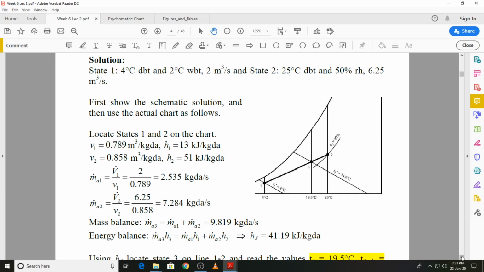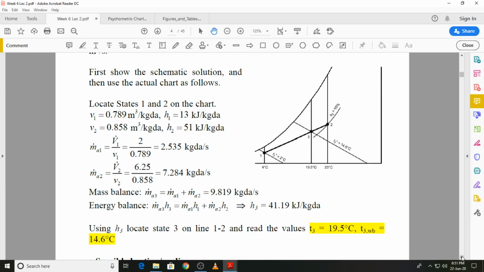The next thing is to perform a mass balance to give you the mass flow rate in stream 3. Then using the energy balance, we can find out the enthalpy at state 3, which is around 41.2 kilojoule per kilogram dry air. As I told you, we will need at least one property of state 3 using which we can locate state 3 on the straight line joining states 1 and 2, and that property is the specific enthalpy that we have just calculated.